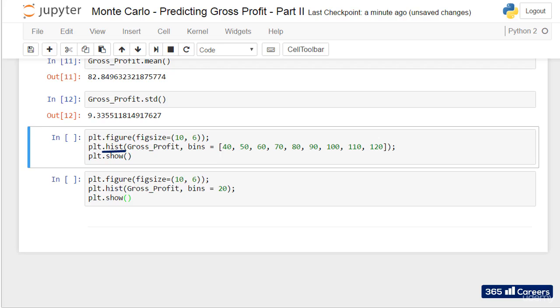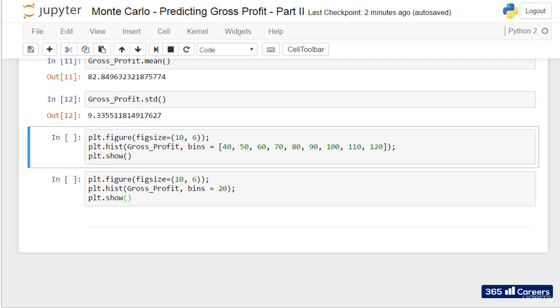Then, you could add many arguments, but two are important. One of them is the value of interest, which, in our case, is gross profit. The other one regards the bins. What are bins? These are the chunks in which the data in the plot will be divided. There are two ways to use bins.